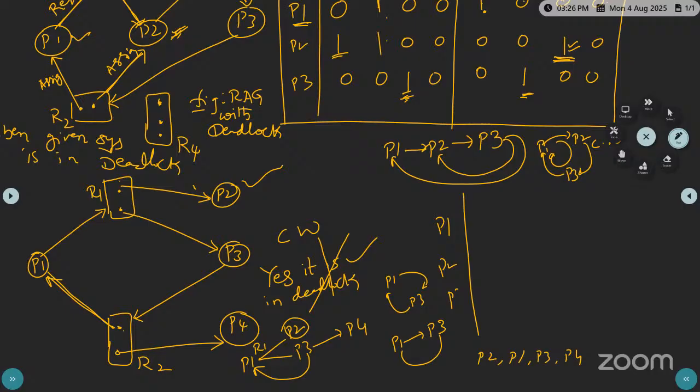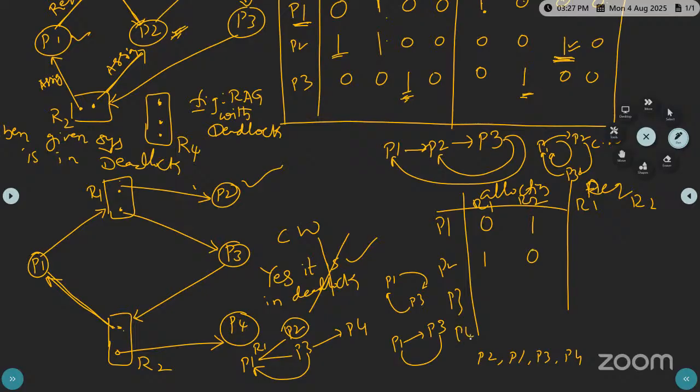We can also draw the graph for processes P1, P2, P3. Allocation of type resource R1, R2, assignment or request of type R1, R2. For P1, which resource is allocated? R2 allocated, R1 not allocated. For P2, R1 is allocated, no need of R2. For P3, R1 is already allocated, R2 is not allocated. And for P4, R2 allocated, R1 is not allocated.